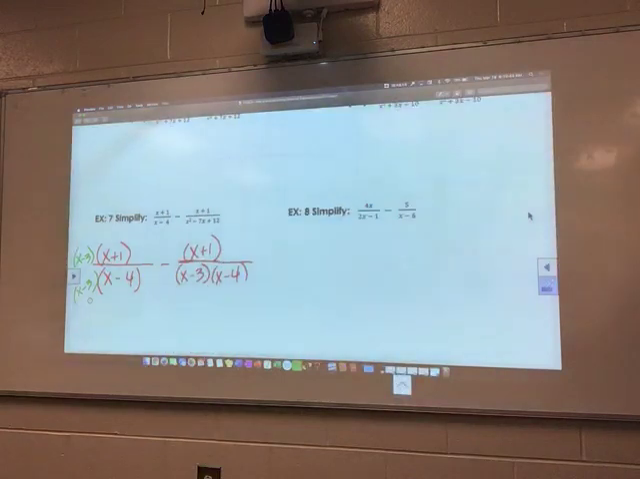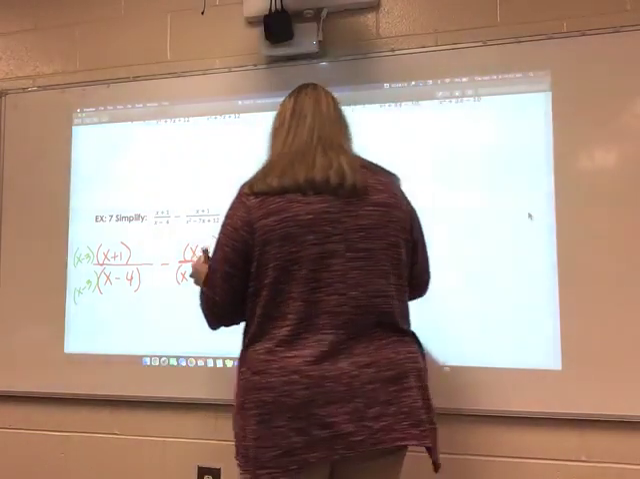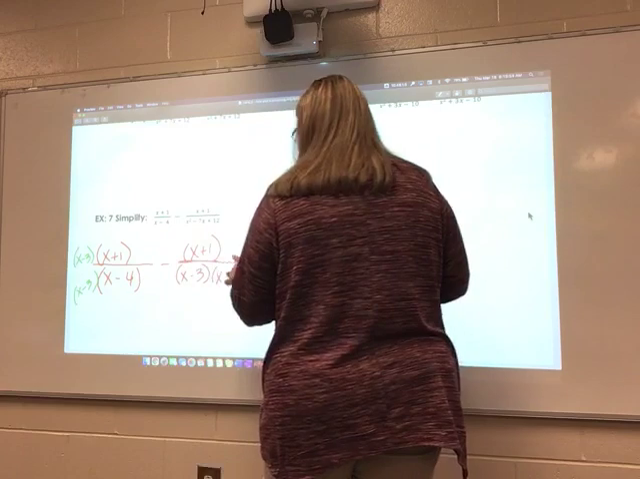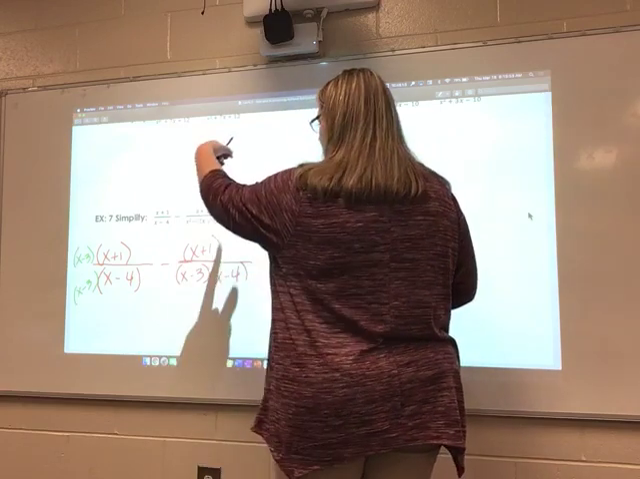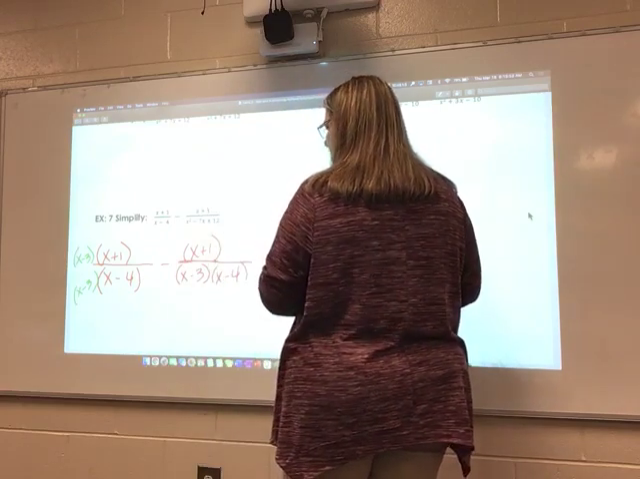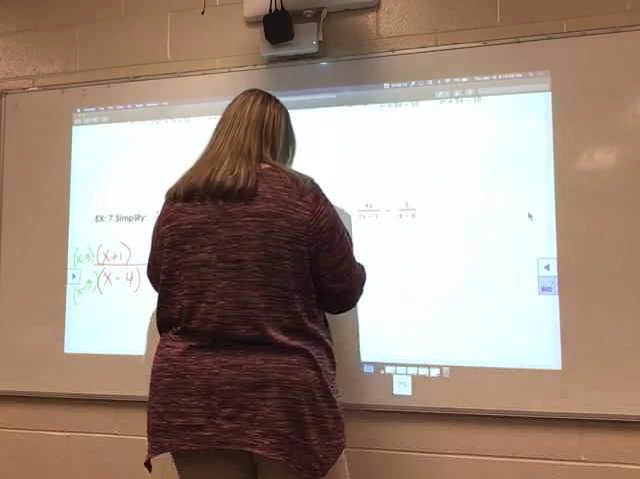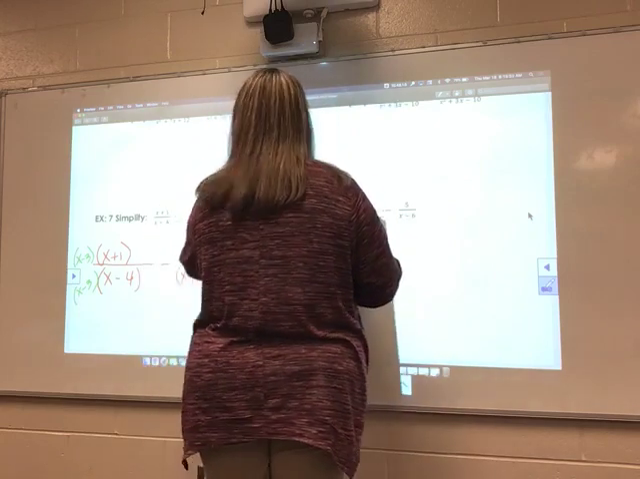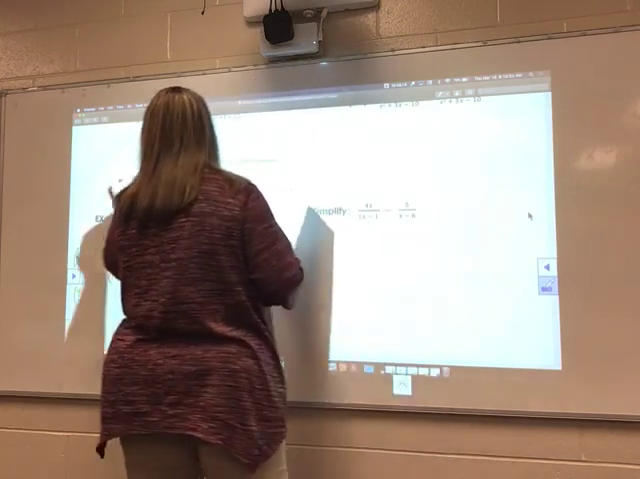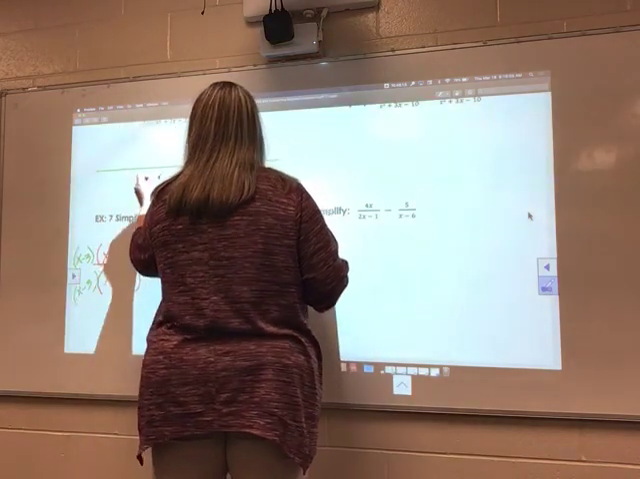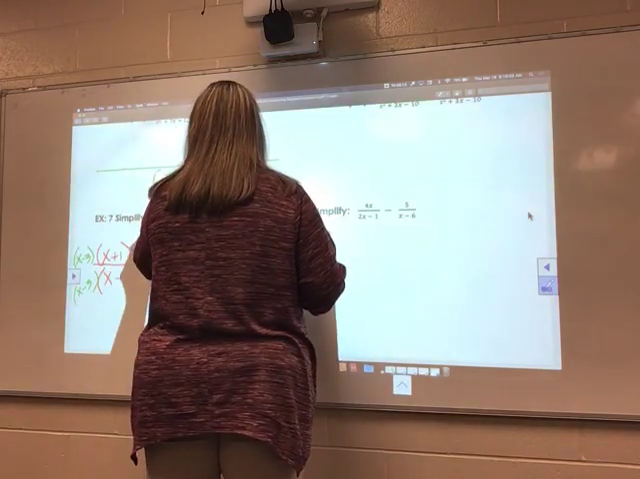I'm showing the work a little differently in this one just so you can see it in a different way, but it's still the same process. I don't have to do anything to the right-hand side because it already has its common denominator. So x minus 3, x minus 4.